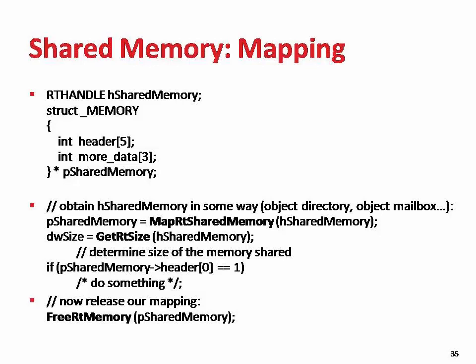Get RT size determines the size of the shared memory mapped. Use this call to check if the allocated memory you mapped is of sufficient size. Free RT memory frees the mapped virtual memory from the calling process virtual address space.